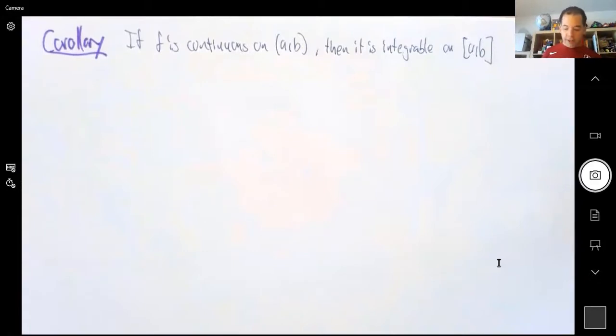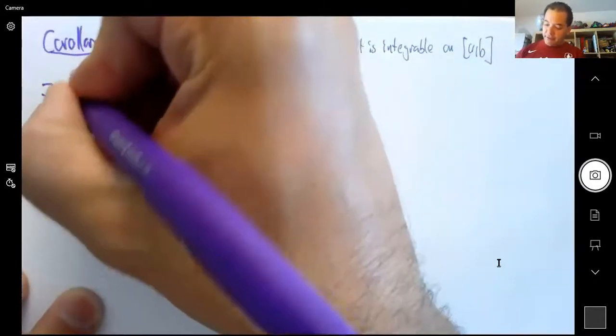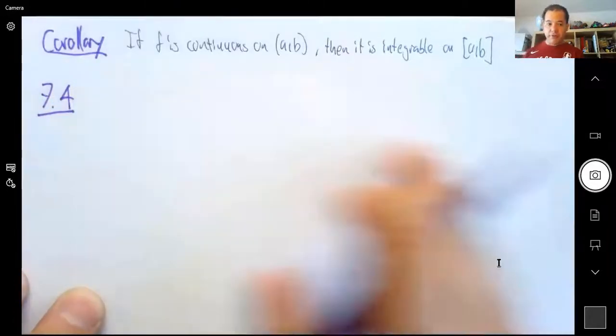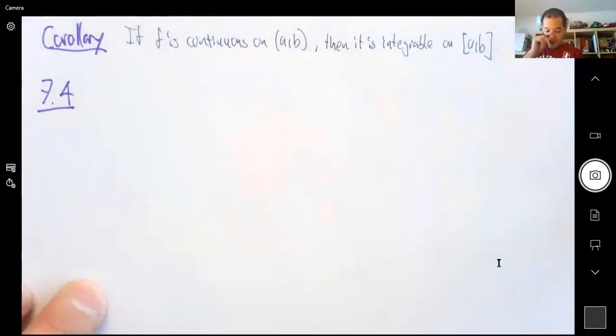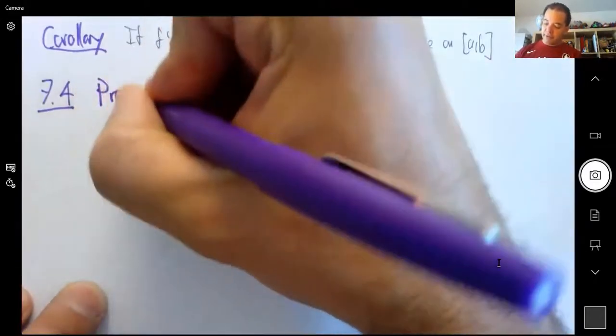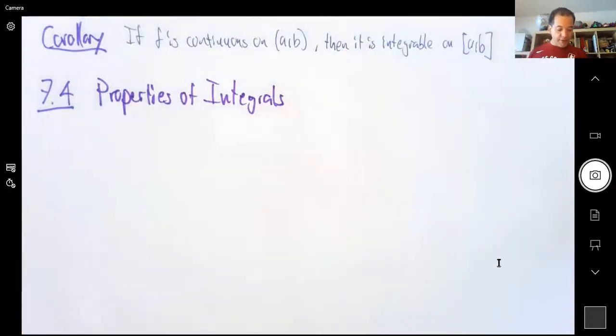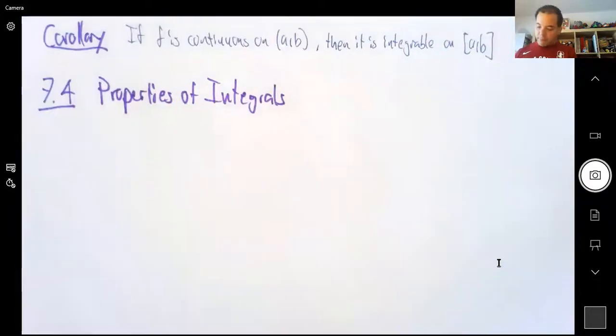Very nice. Okay, so now the next section has actually more material. So I want to start it with 7.4, which is a nice continuation of this. So this is called properties of integrals. And it precisely starts with the one that I was telling you. So this one, theorem 7.4.1.